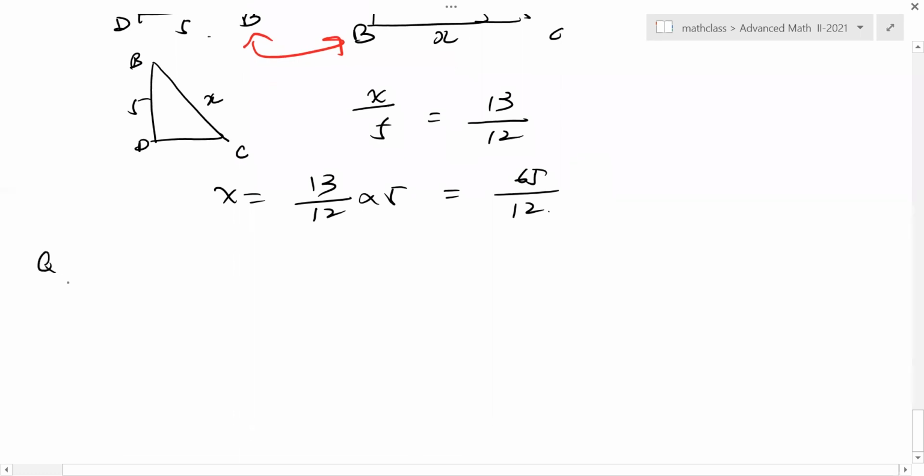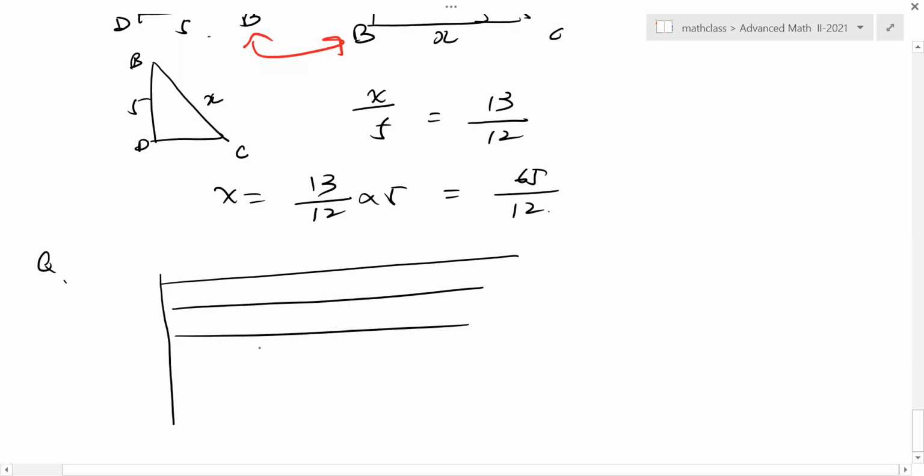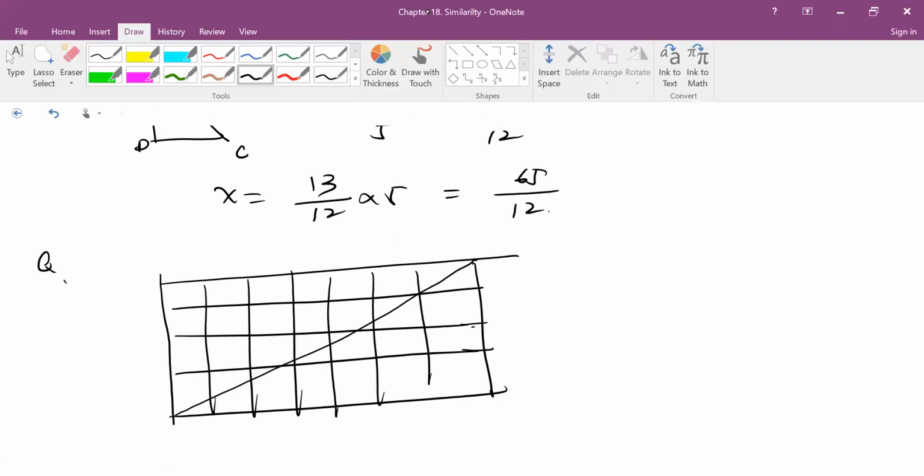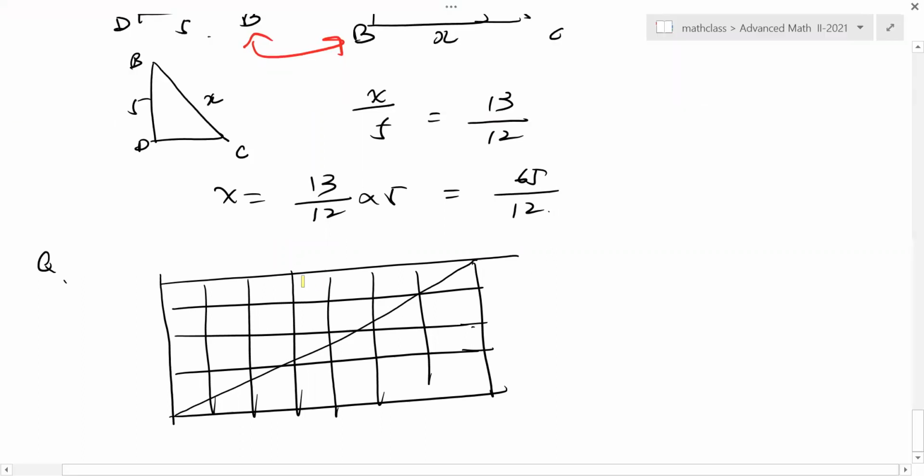Okay, great. So here's another problem. Here's how many pieces: 1, 2, 3, 4, 5, 6, 7. I'm going to draw the line, not exactly. So what I want to know is, what is the area of this triangle?